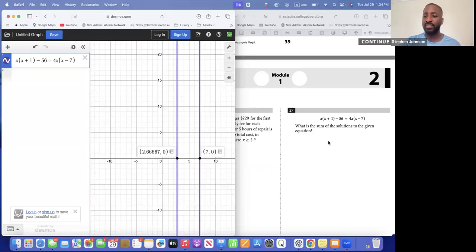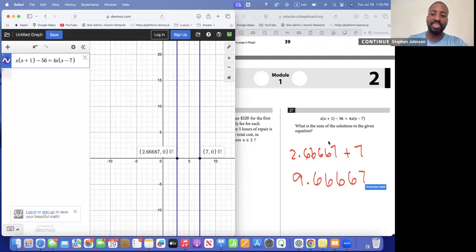We want the sum of those solutions, which means all I'm going to do is say that this is 2.6, and how many sixes? I have 4 sixes. 6, 6, 6, 7 plus 7, which is 9.6667. You will not have that much space to put into your answers. So we're going to just say the answer is 9.667, right? So that would be our final answer.